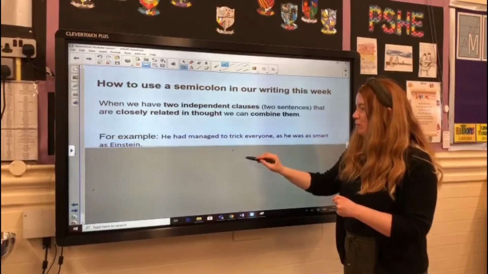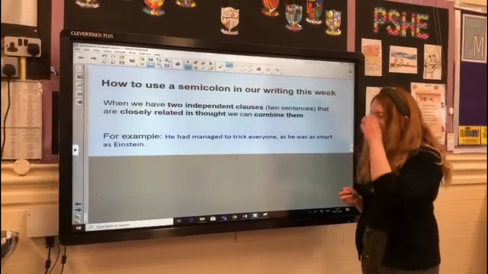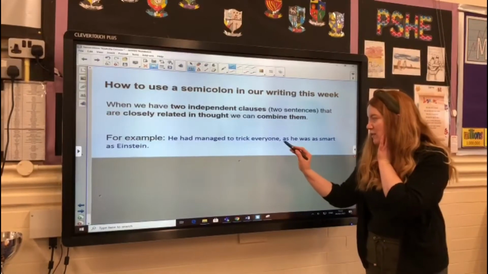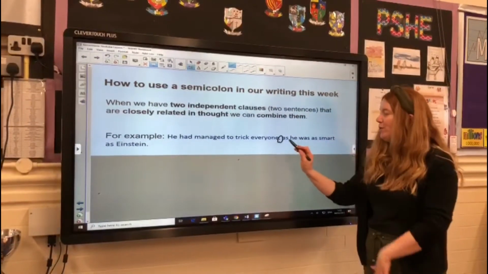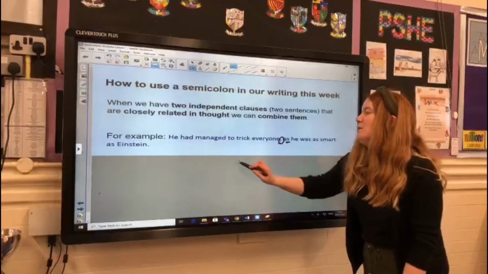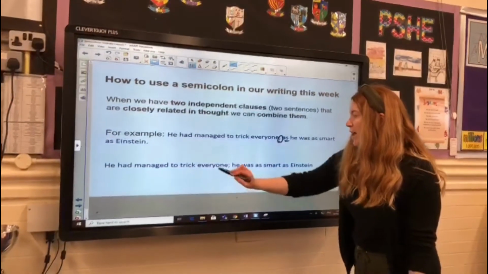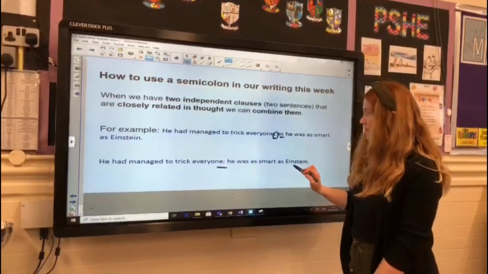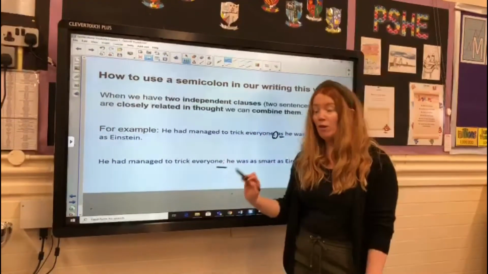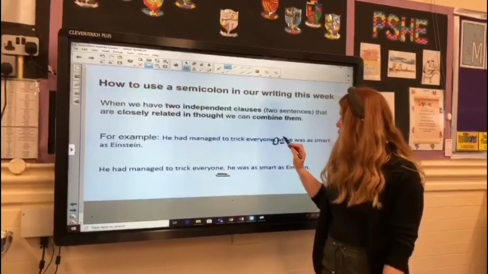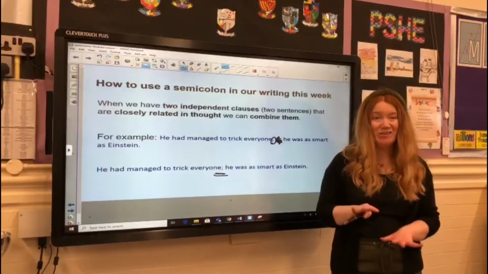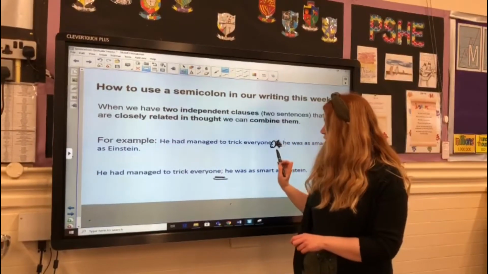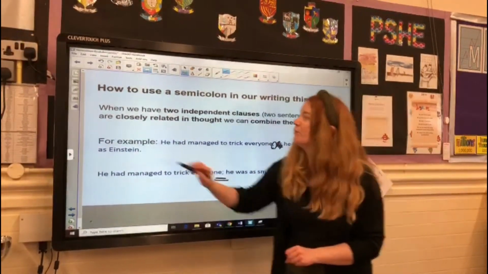Let's look at another example. He had managed to trick everyone as he was smart as Einstein. Now again, as you can see, we've got a comma here this time, and we've also got a conjunction after the comma. Let's see what happens to them. He had managed to trick everyone; replace our comma with a semicolon; he was as smart as Einstein. So, when we are using a semicolon, we don't need a conjunction, we're getting rid of it. Okay, so we replace both the comma and the conjunction with the semicolon.